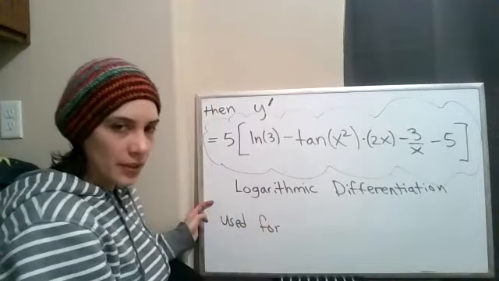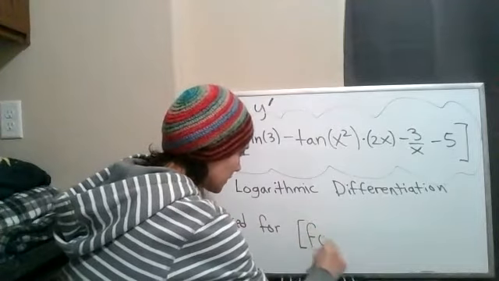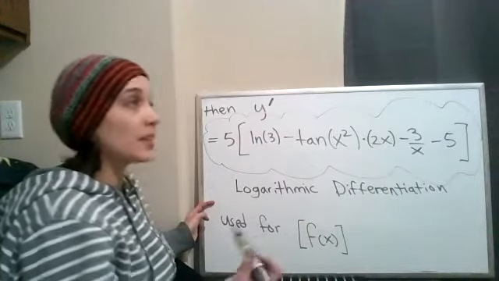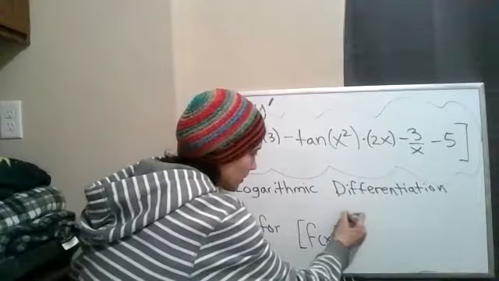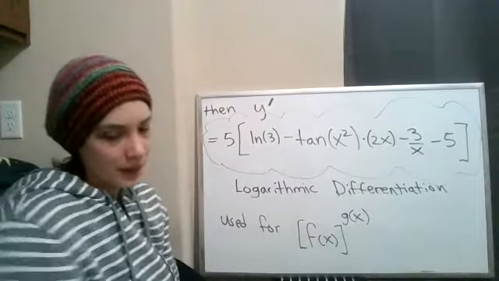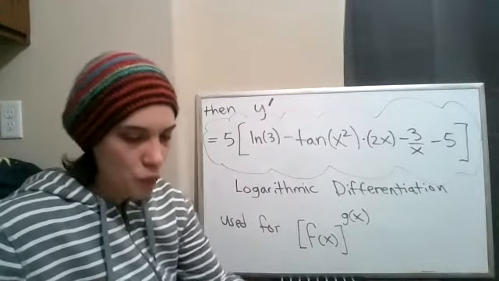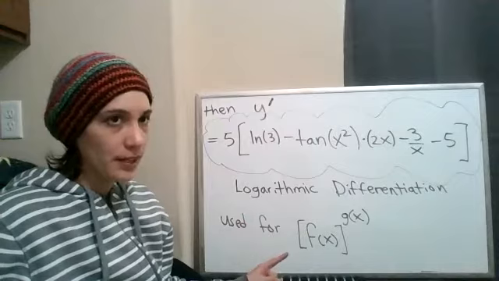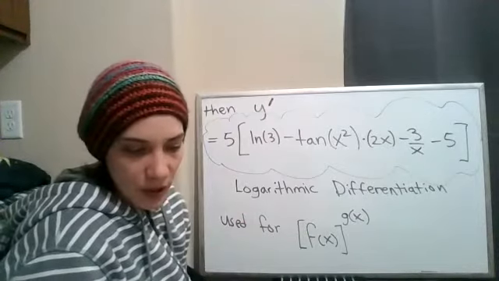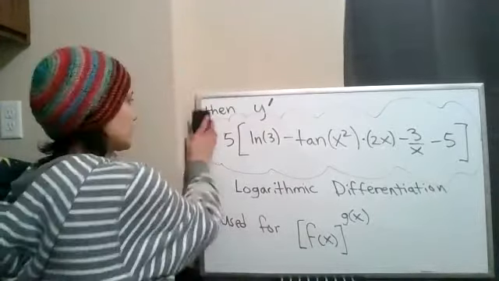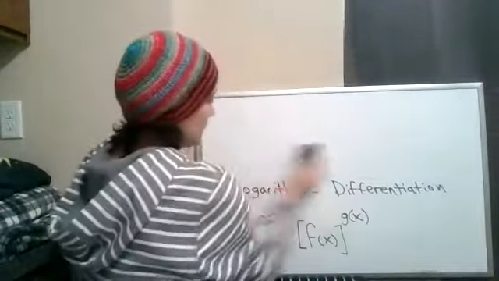So for something like some function f of x to some other function, like with another function as a power. Okay. So for problems like this, the first step would be to take the natural log of both sides, but you could just do a log of both sides. We're going to stick with the natural log.